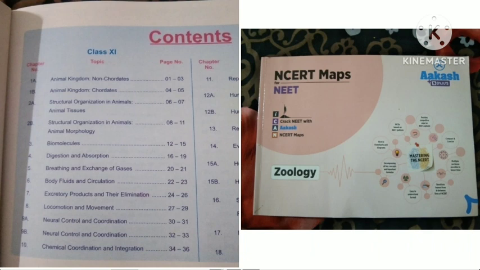Brain, major divisions of brain. Forebrain: cerebrum, thalamus, hypothalamus. Midbrain: corpora quadrigemina. Hindbrain: pons, medulla, cerebellum.